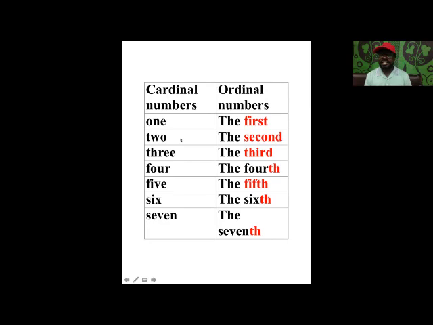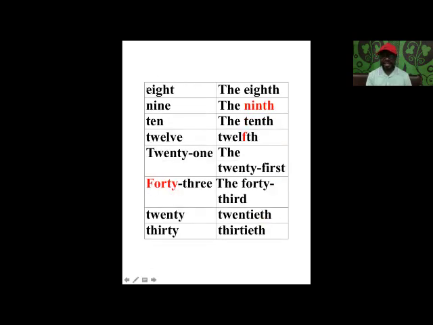1, the first. 2, the second. The third, the fourth, the fifth, the sixth, the seventh. Be careful with 5. 5, fifth. Don't say fiveth. 8, the eighth. 9, ninth. Be careful with the spelling of ninth. We remove the E. Don't put the E on 9.